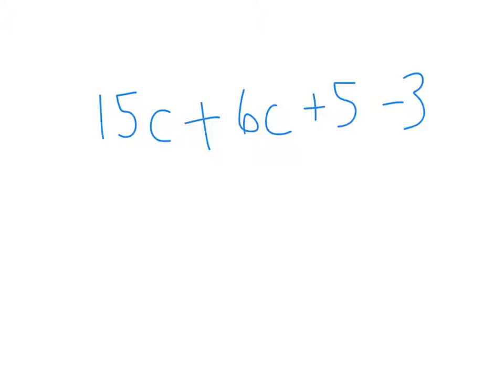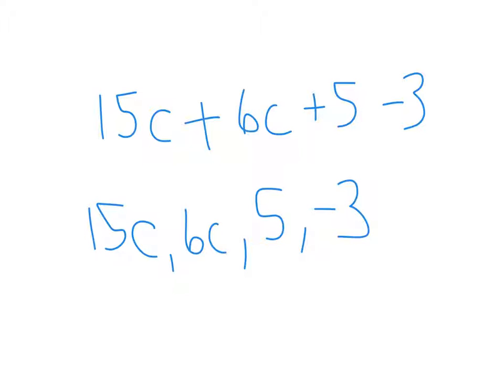So let's put this all together. If I were to break down this expression into terms, it would be 15c, 6c, 5, and negative 3. Don't forget that negative goes with it because it's subtraction. Now, if I wanted to look at the coefficients, they're just 15 and 6. If I wanted to look at the constants, they're going to be 5 and negative 3. So that's the terminology. Just make sure to get this down because it's going to be important for a long time all the way through algebra.